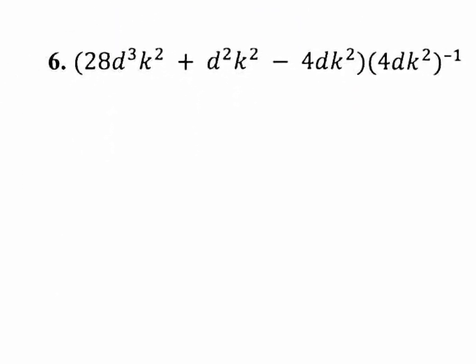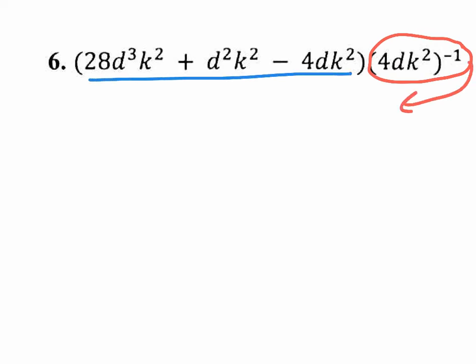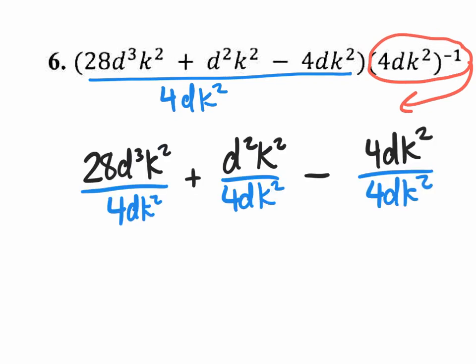Let's jump to number 6. So again, the negative exponent means that I need to move it to the bottom of my fraction. Now, it's not a fraction right now, but I am going to rewrite it as a fraction with the 4dk squared underneath all those three terms. So the next step would be to separate that division of 4dk squared to each of those three terms. Does that make sense to everybody? All I did was take this one, put it over that denominator, the middle one, put it over the denominator, the last one, put it over the denominator.